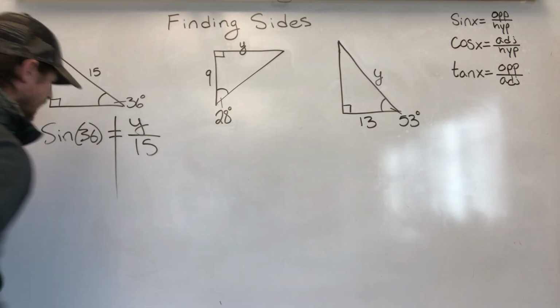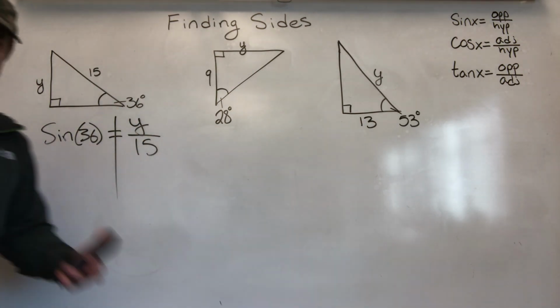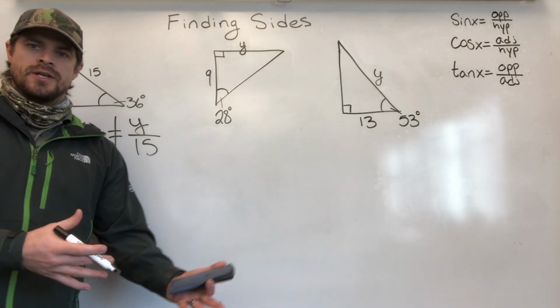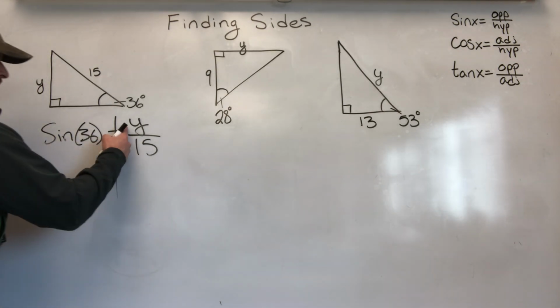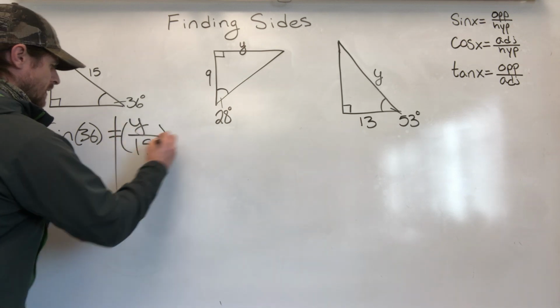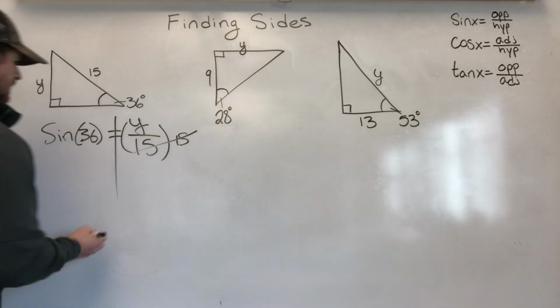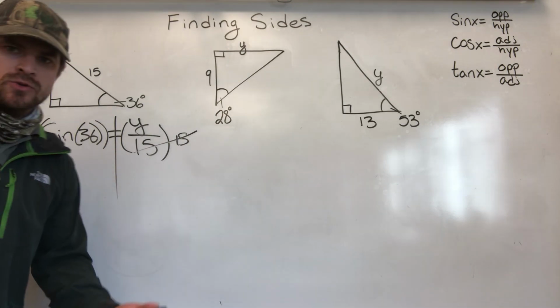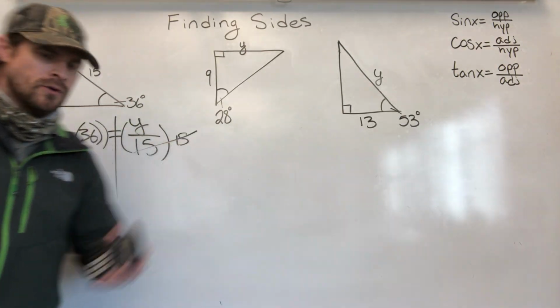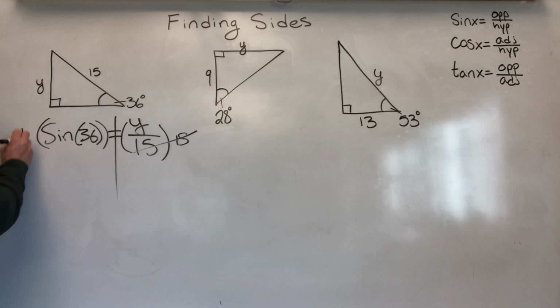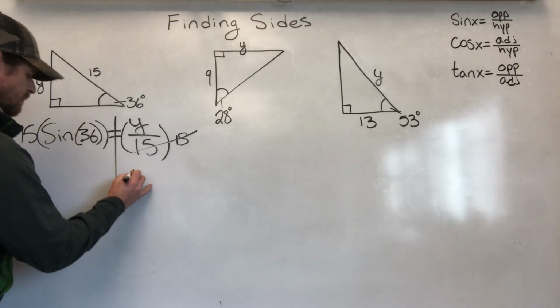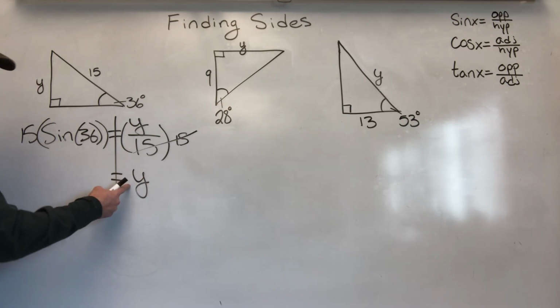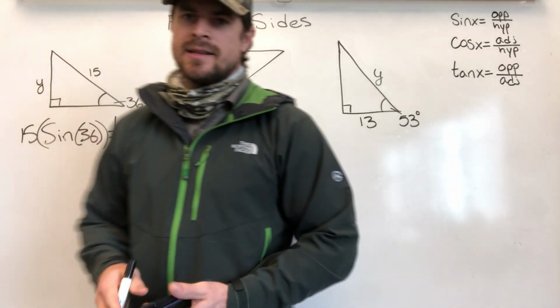And let's go back to our very first algebra class where we're using inverse operation to solve something. The opposite of dividing by 15 is multiplying by 15. That's going to cancel that 15 out. So if I just take sine of 36, whatever that value is, that's what we use a calculator for, and multiply that by 15, I will have my value for y. I have now isolated y, and I can figure out exactly what it is.